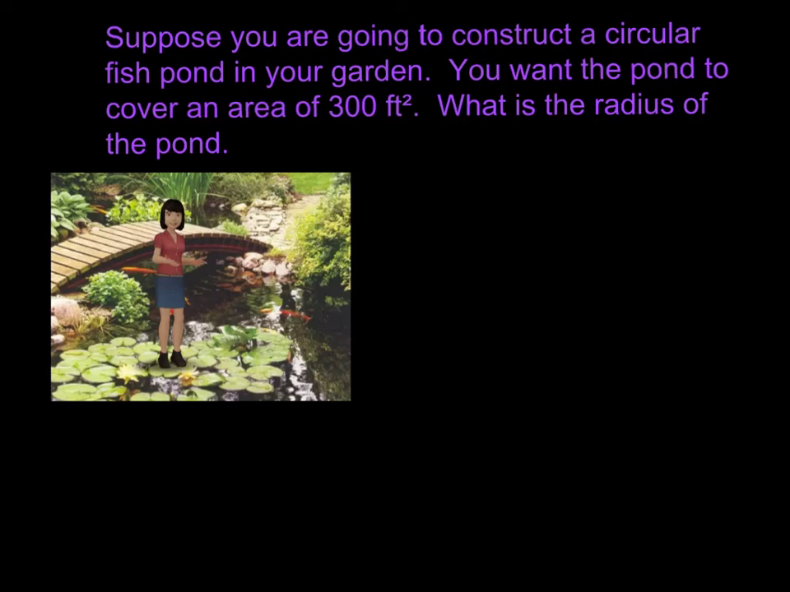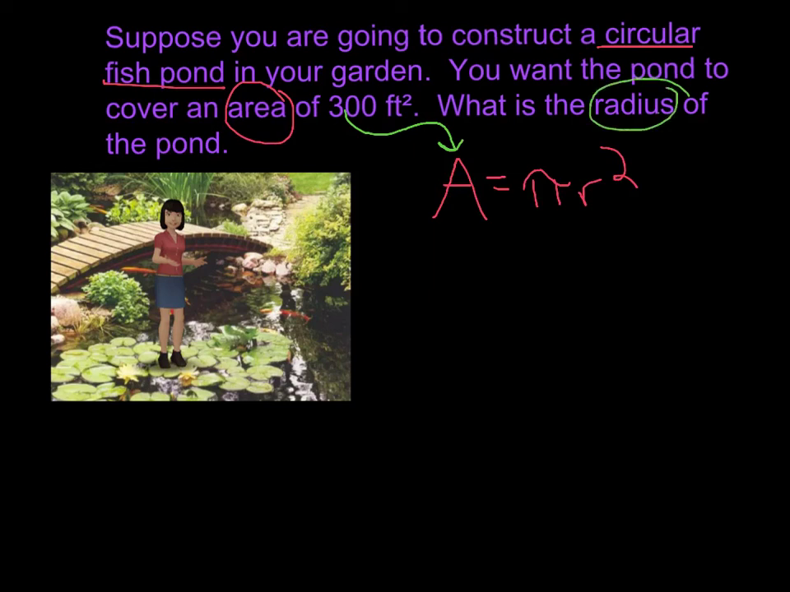Okay, let's think about this. What is the shape of the fish pond? It says it is a circular fish pond, and then they tell you what the area is, so you should automatically think, what's the area of a circle? Area equals pi r squared. So now let's think about the information they gave you and the information we need to solve. They said that the area is 300, so you need to think about plugging in 300 for your A, and then we're solving for our radius.